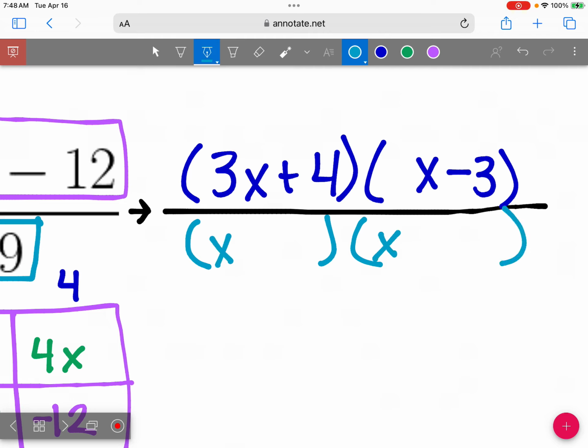X's are in the front. It's 9 in the back, so we take the square root of 9, which is 3. 1 gets a plus, 1 gets a minus. That's our difference of squares.